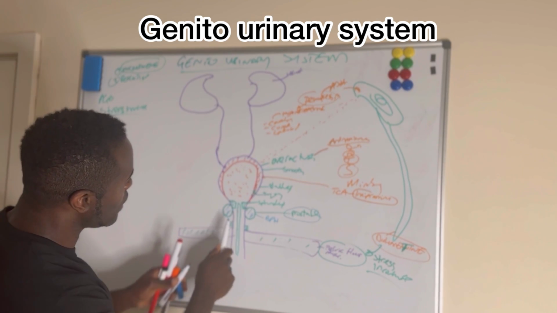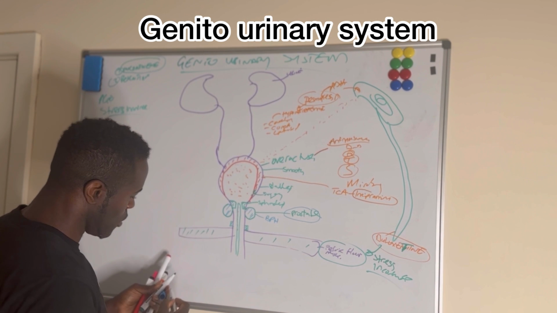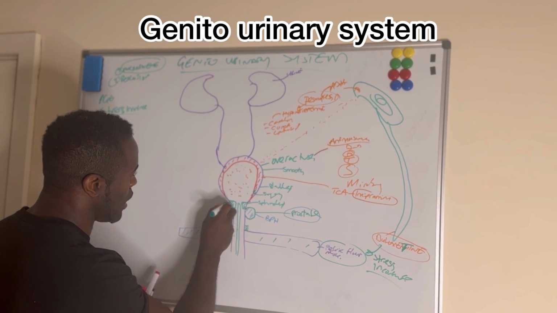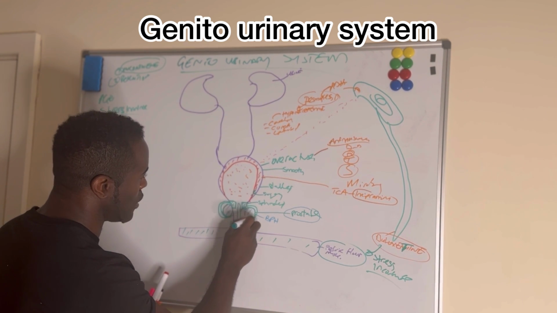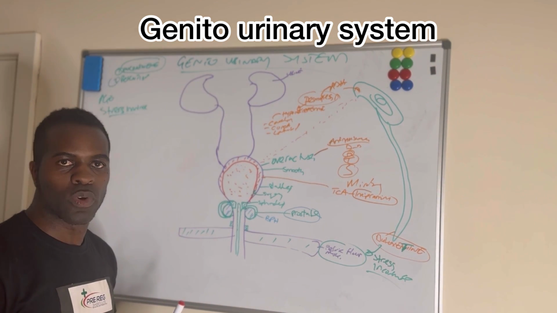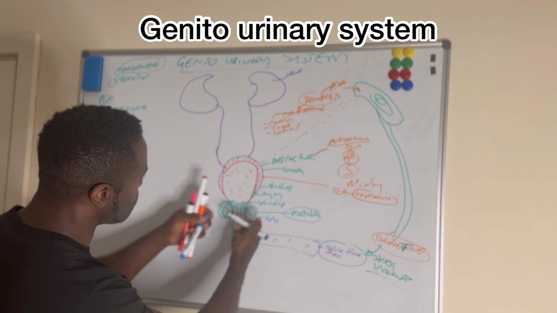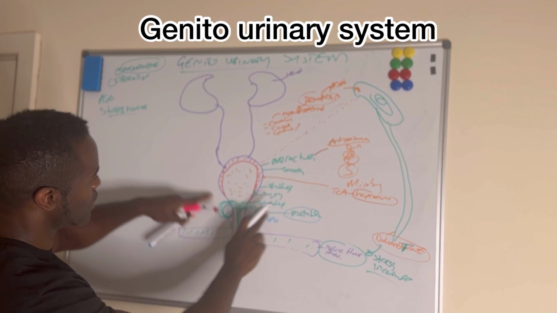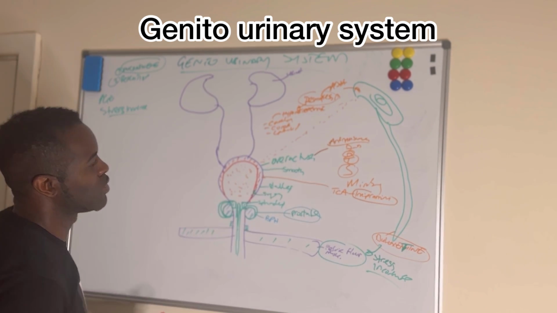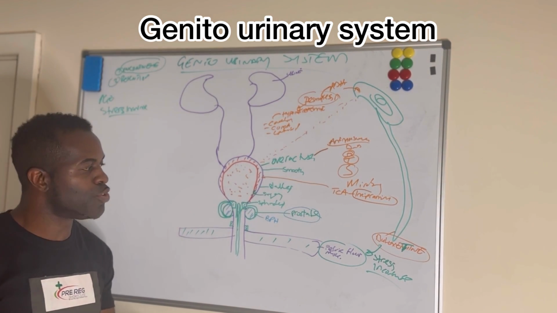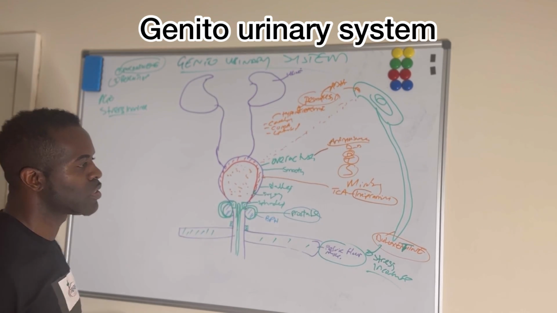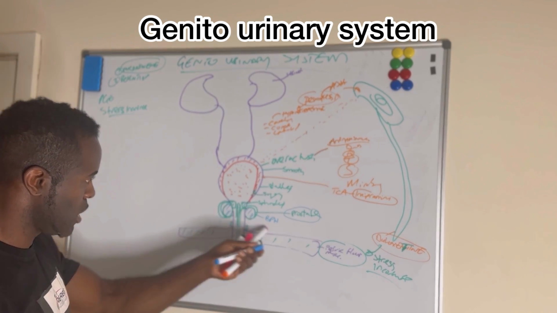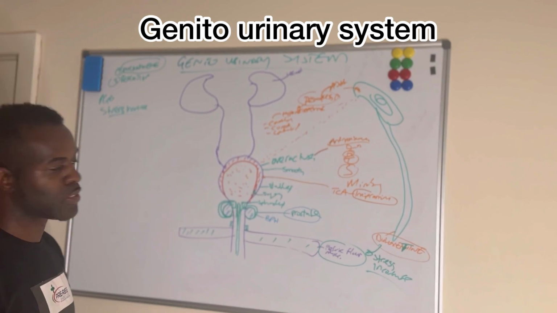So if the prostate grows bigger, I'm going to make that bigger. If this goes bigger and bigger and bigger, what do you think is going to happen? What's going to happen is it's going to press against your urethra, so this will get smaller. As this gets bigger, this gets smaller. So you're going to struggle to pass urine out. So that could be one of the causes. That's the most common cause of urinary retention in men. Okay, BPH, enlargement of the prostate.